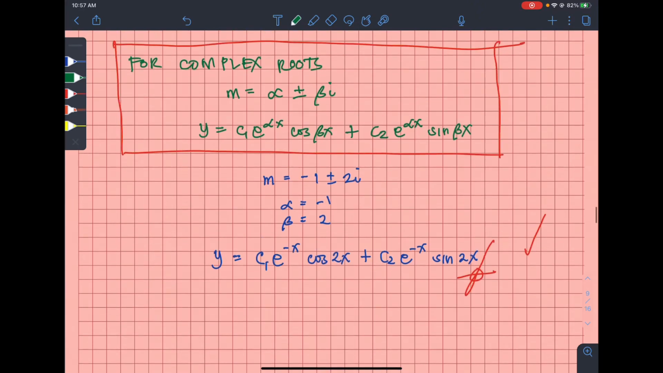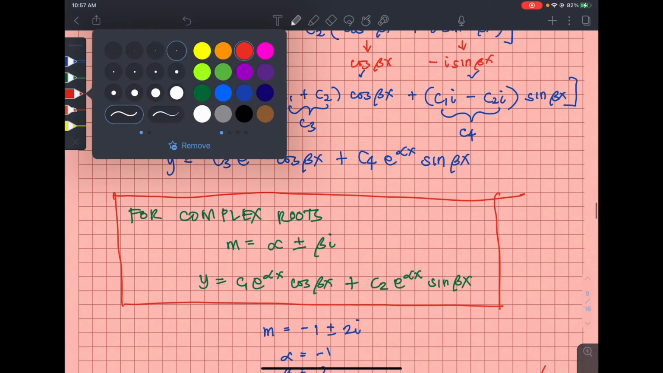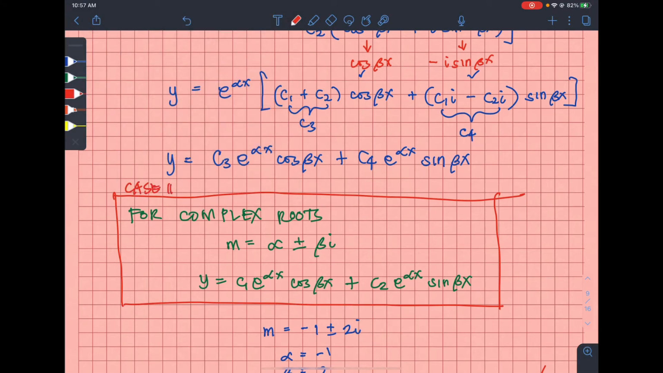So this is our case number 3. Case 3 is, what if we have complex roots? Remember that finding the roots of a second degree equation will yield three different things. Possibly both are real numbers, which are distinct. The other one is a real number but repeated, and the last one is that the result is a complex number.